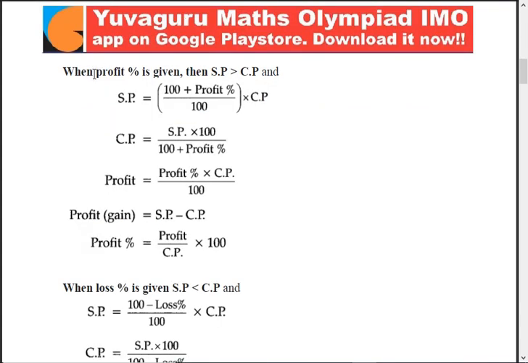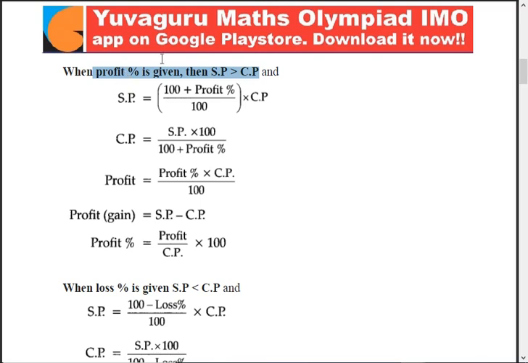When profit percent is given, then selling price is greater than cost price. Can you find the logic in this? See here, if I bought something for 100 rupees and sell it for 120 rupees, then the profit is 20 rupees. So when anything has a profit, then definitely selling price will be higher than cost price. Only then there will be a profit, right?